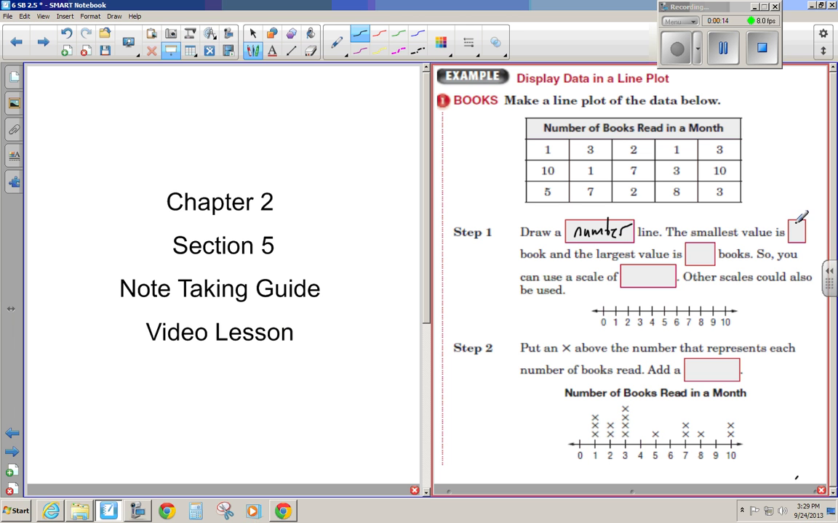Since the smallest value for this data set is 1, and the largest is 10, you can use a scale of 1, meaning you could show each one individually. Other scales could be used, but you can use a scale of 1. Put an X above the number that represents each number of books read, and then add a title.